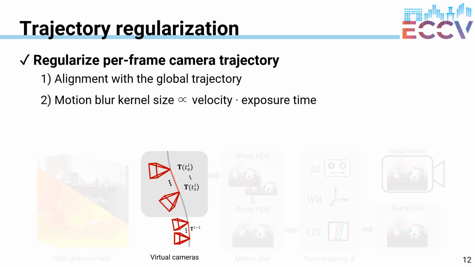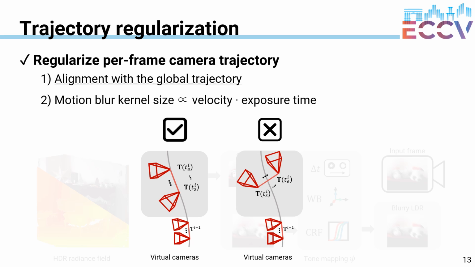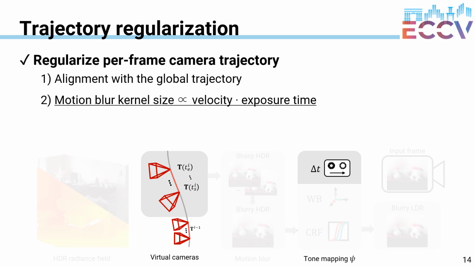Our trajectory regularization is designed based on two key insights. First, the per frame camera trajectory should align with the global trajectory from previous localization results. Second, the camera has a long trajectory when it moves fast or has long exposure time. Since we optimize exposure time in the tone mapping simulation, we additionally optimize the global scale parameter which describes the relationship between exposure time and the size of the trajectory.